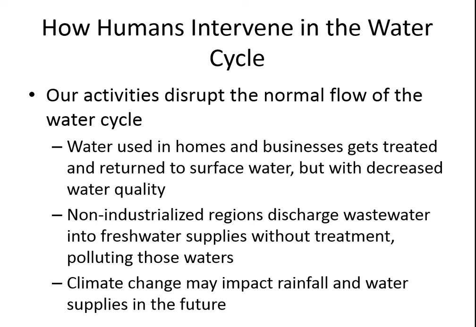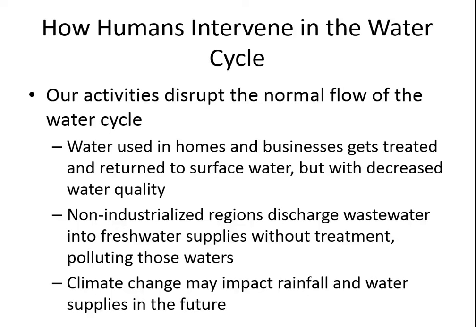So we use water in our homes and businesses, and this water is going to get treated as wastewater and then returned to the surface water. But the issue with this is that we see a decrease in water quality as a result of use and then treatment. We see that in many parts of the world, there are non-industrialized regions that just discharge wastewater into their freshwater supplies without treating first. And this tends to pollute those waters significantly, which becomes a big issue if you have downstream towns or villages that are then using that water supply, because they are taking polluted water and using it for their own use.